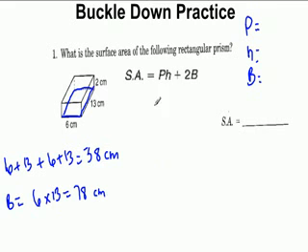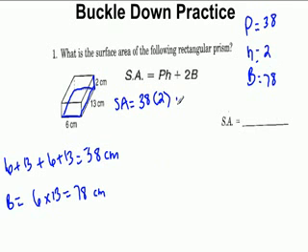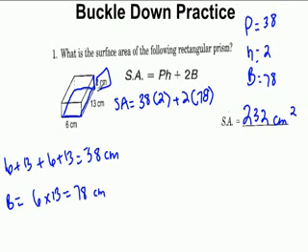which equals 78 centimeters. So let's go ahead and plug this in. That's 38. Our height is right here, which is 2, and our base is 78. So we have surface area equals 38 times 2 plus 2 times 78. So we go 38 times 2 plus 2 times 78, which equals 232 centimeters squared. They give us units in this problem, so we're going to use it, centimeters squared.